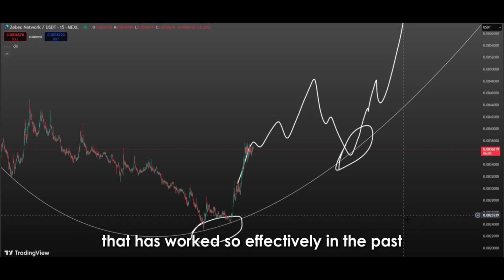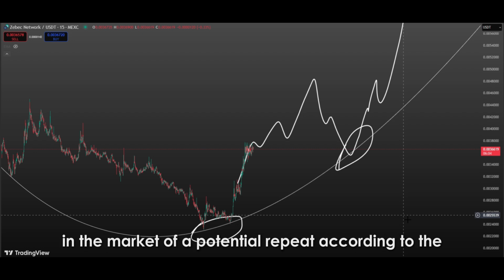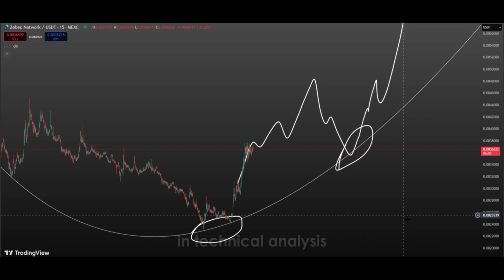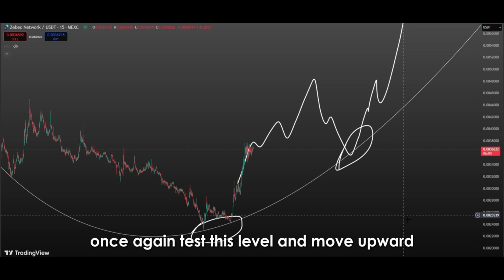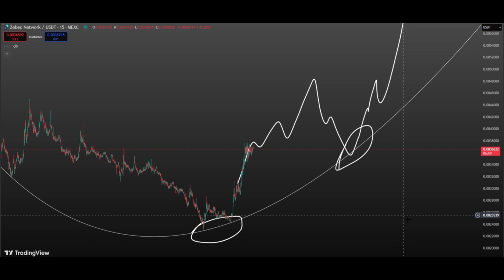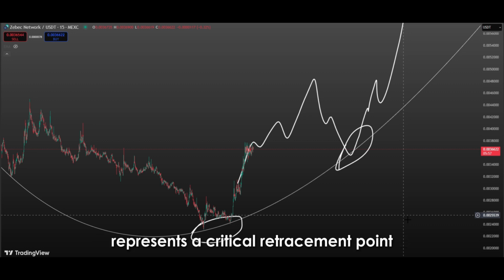Especially when a curve that has worked so effectively in the past is approached again, it creates an expectation in the market of a potential repeat. According to the principle of history repeats itself in technical analysis, it is a strong scenario that the price might once again test this level and move upward. In this context, the price approaching this curve right now represents a critical retracement point.